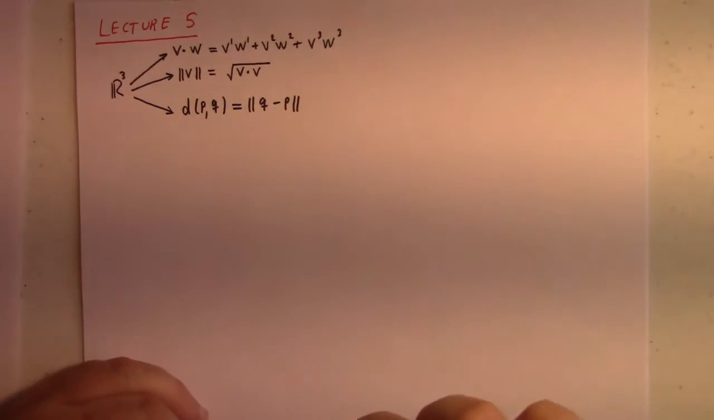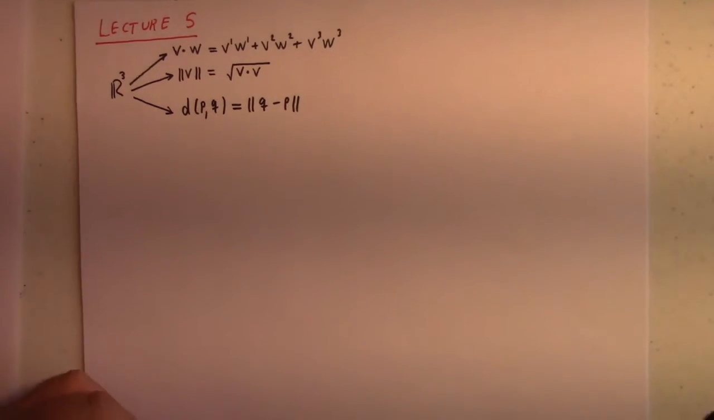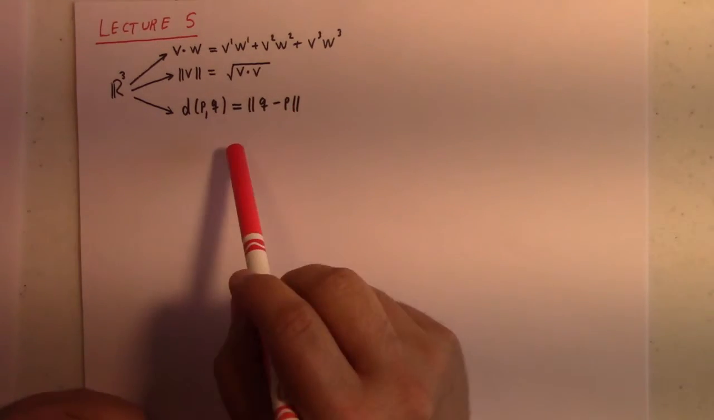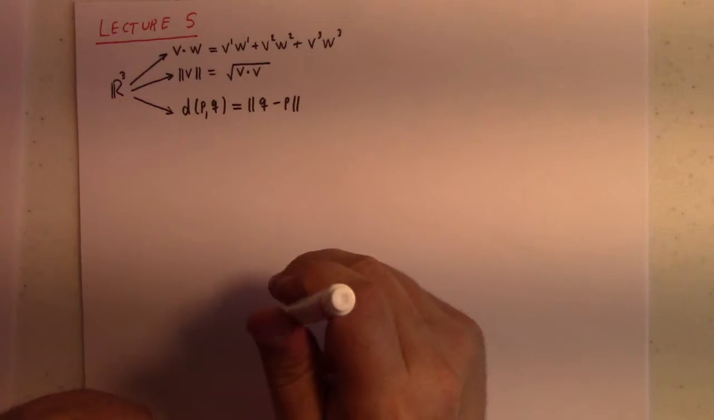a D which has the properties that D does, in other words, what are those properties? What makes distance distance? Well, it's symmetric. The distance coming and going is the same.